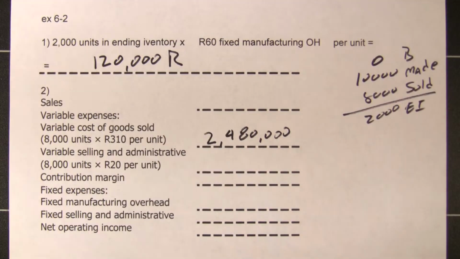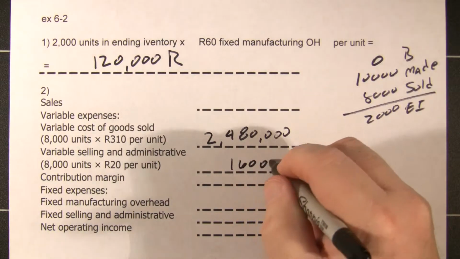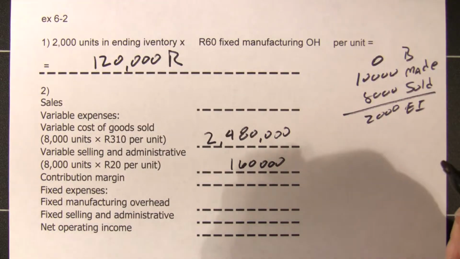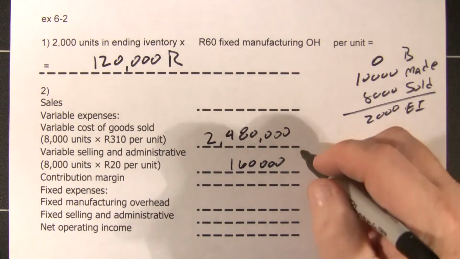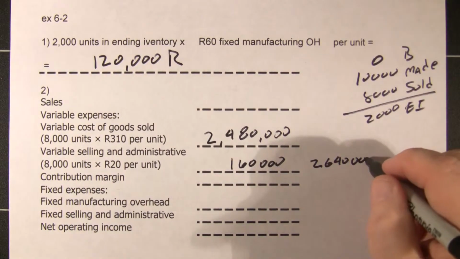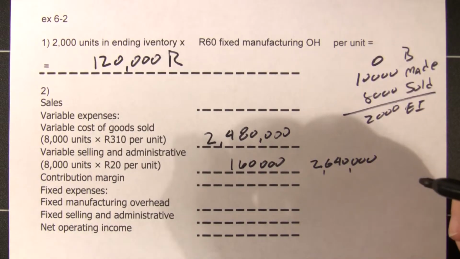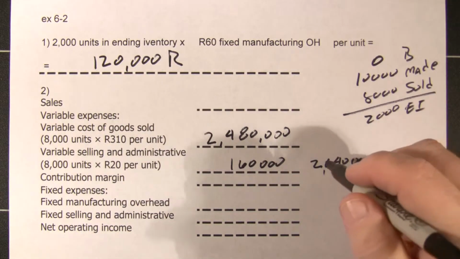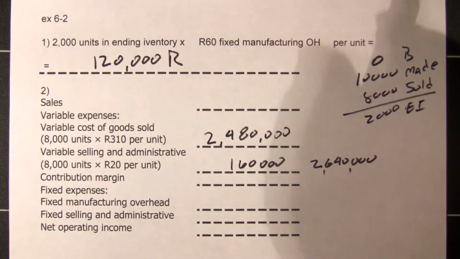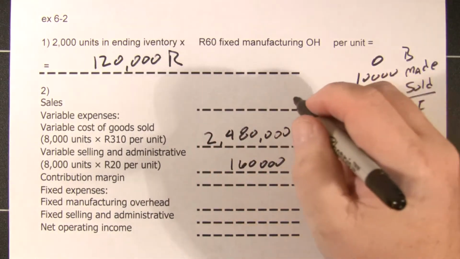The variable selling and administrative costs came to 160,000. So our total variable cost is 2,640,000 rupee. Okay. And so we take a look at that, and our total sales were, let's see, how many bikes did we sell? We sold 4 million rupee worth of bikes.